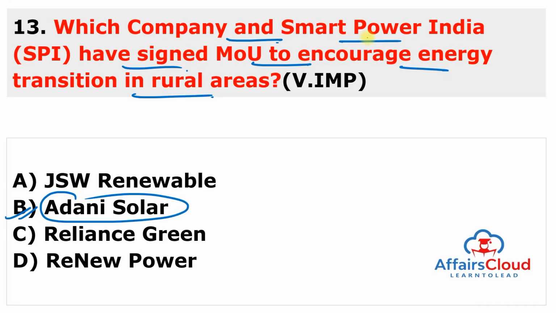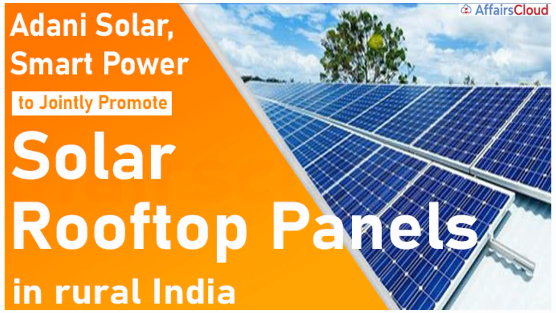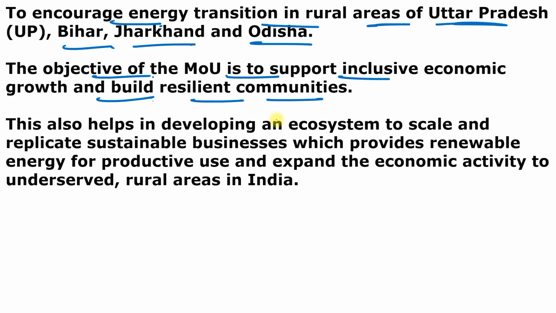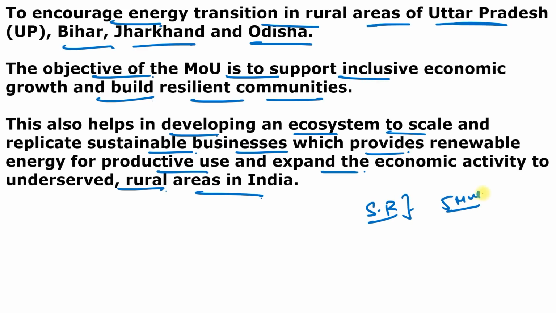So Adani Solar and Smart Power India have signed a non-financial and non-commercial memorandum of understanding for equitable access to last mile electricity and to encourage energy transition in the rural areas of 4 states. One is Uttar Pradesh, Bihar, Jharkhand and Odisha. So the objective of the MOU is to support inclusive economic growth and build resilient communities. So this also helps in developing an ecosystem to scale and replicate sustainable businesses which provide renewable energy for productive use and expand the economic activities to underserved rural areas in India. The main aim is to promote the use of solar rooftop panels and achieve 5 megawatt of solar deployment through Adani Solar Channel Partners. So this is the target.